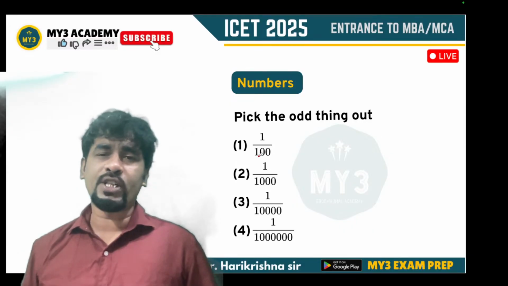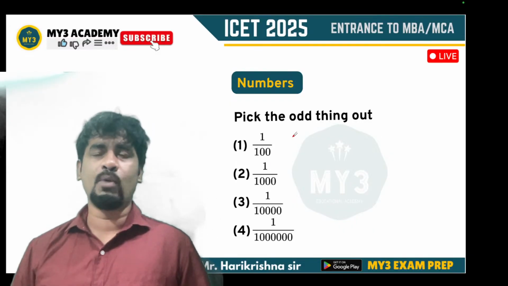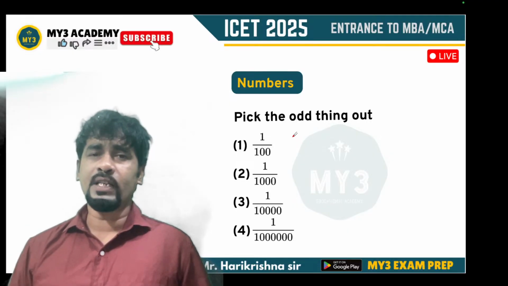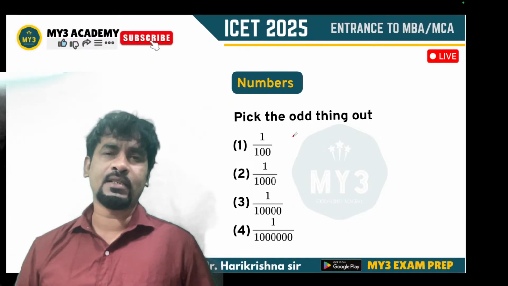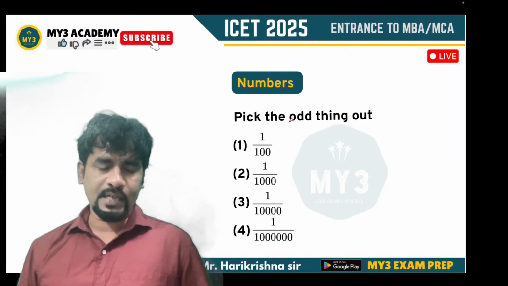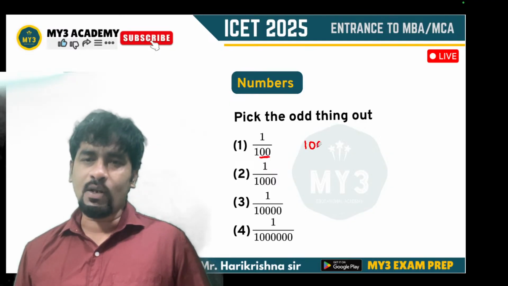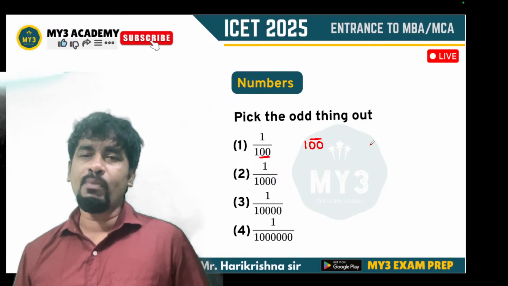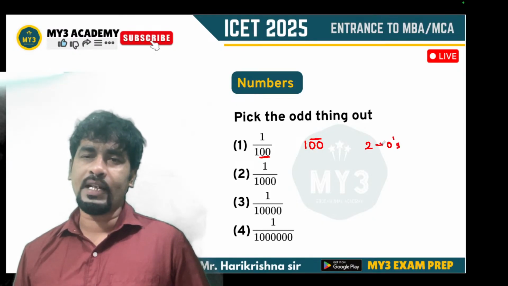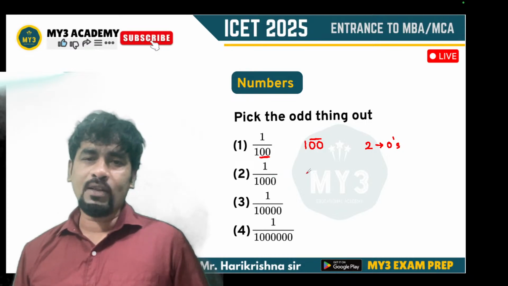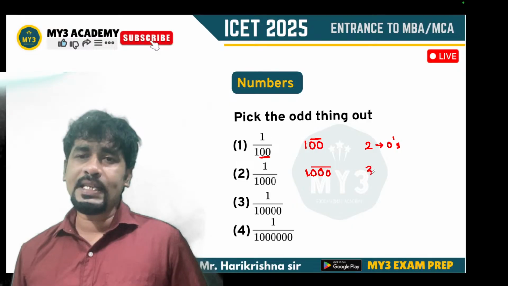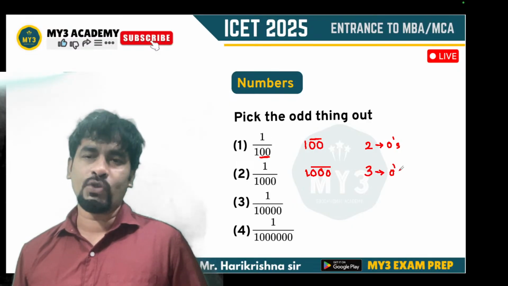So for this type of question, you need not think much about it. This type of question is based on the number of digits. Pick the odd one out, that's the question here. So how many digits are available here? In 100, only checking the denominator, I am able to see 2 zeros in the denominator. And 1 by 1000, 1000 means how many zeros are available here? In this, I am able to see 3 zeros.